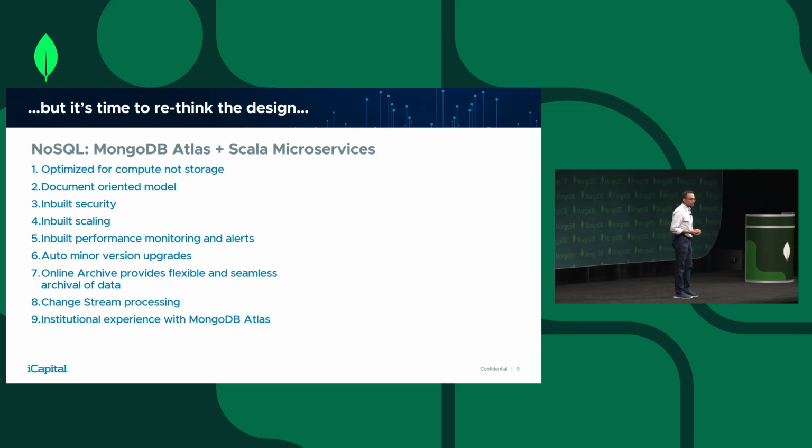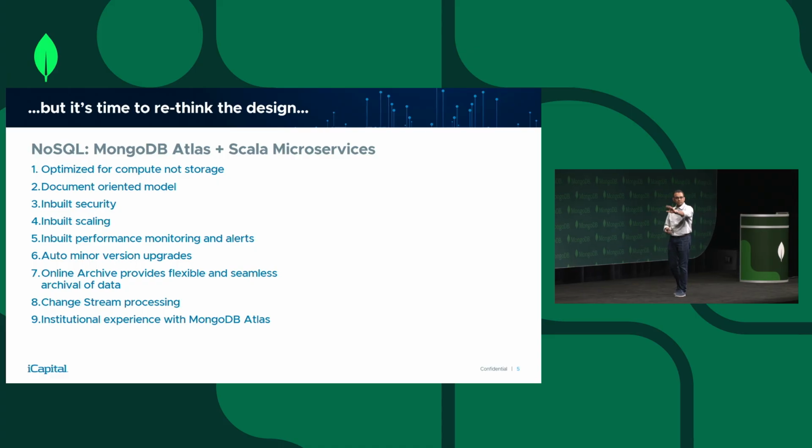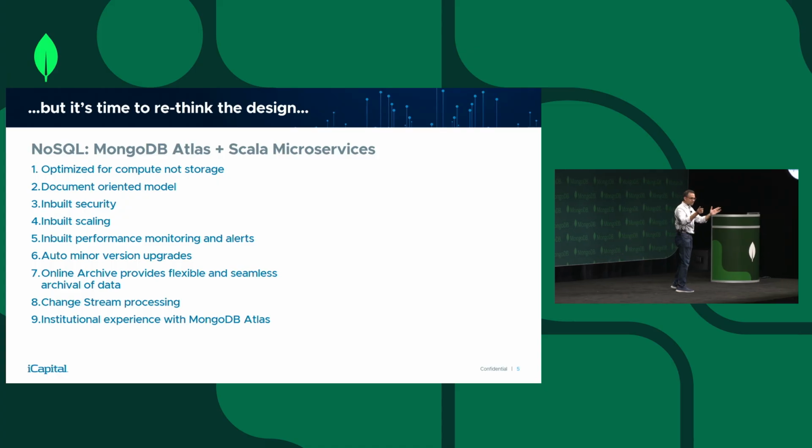Besides that, there were a lot of good-to-haves, such as auto version updates, change stream processing that let us push real-time changes to our clients, and online archive, which allows us to archive our data, keeping only the data that we want in memory.